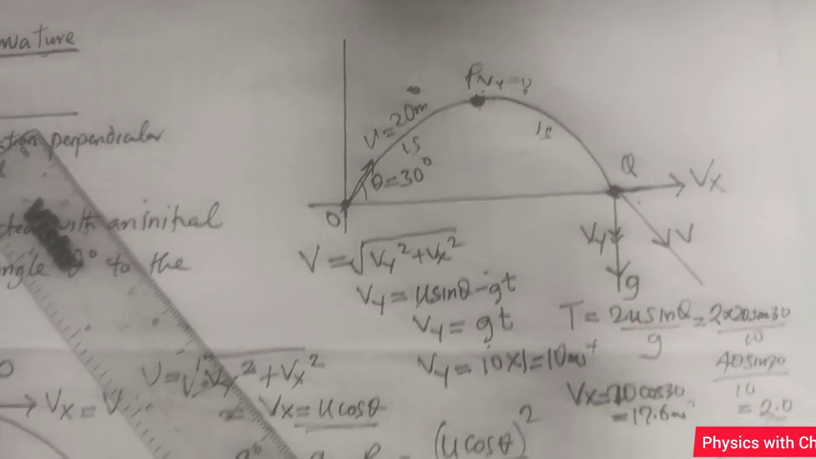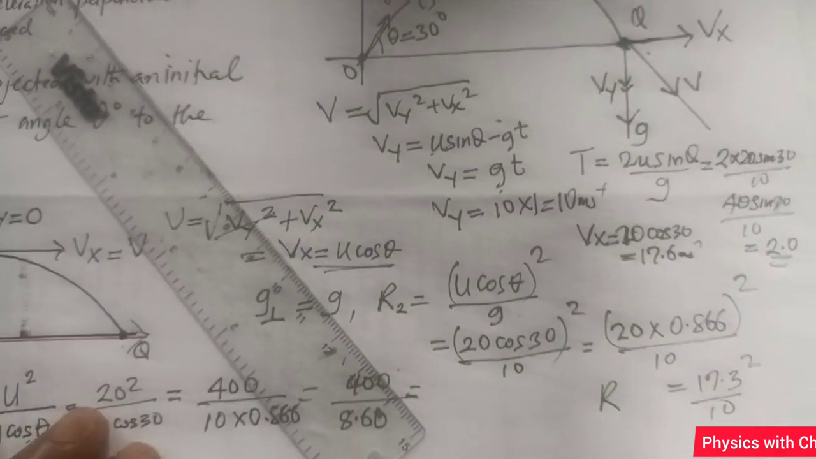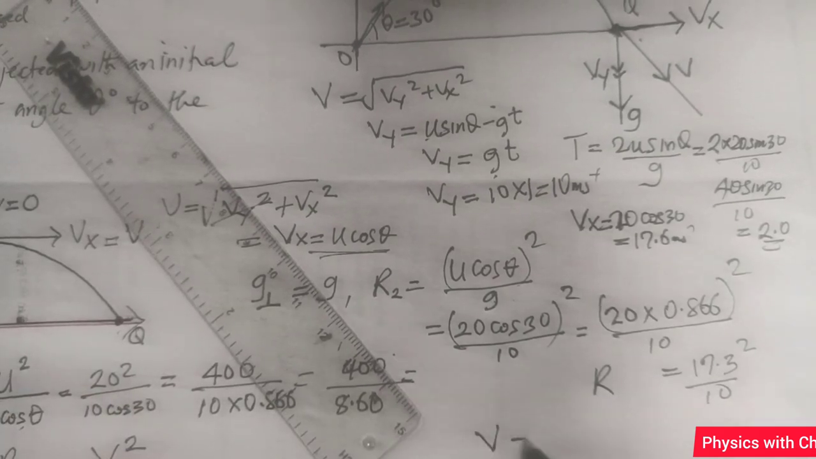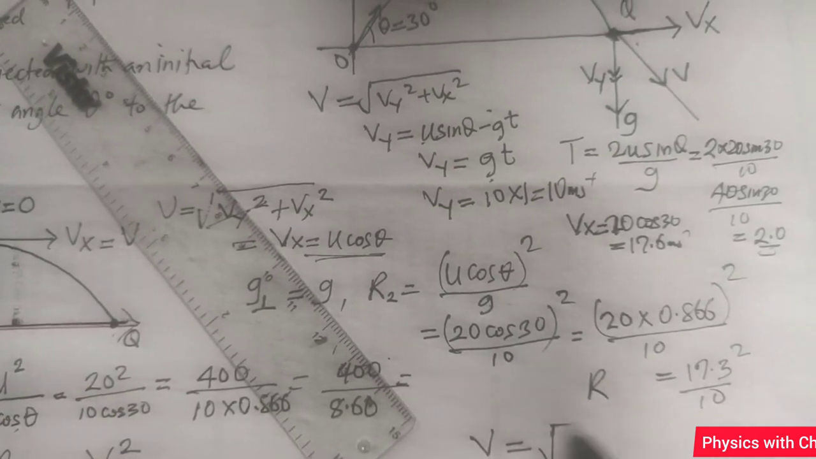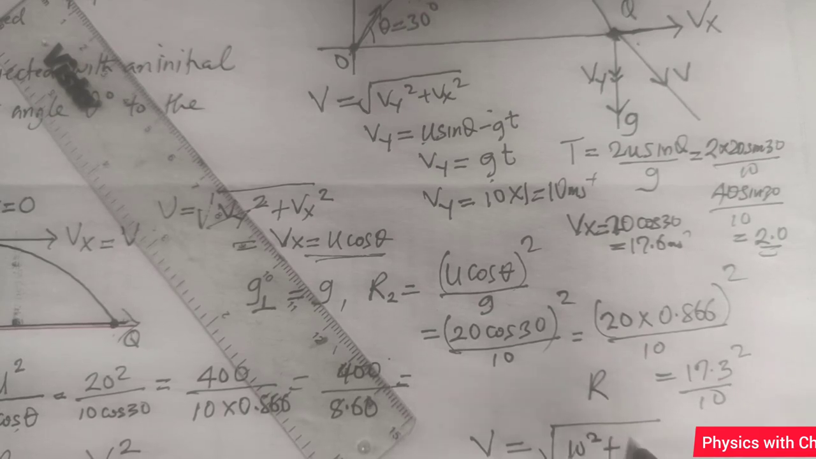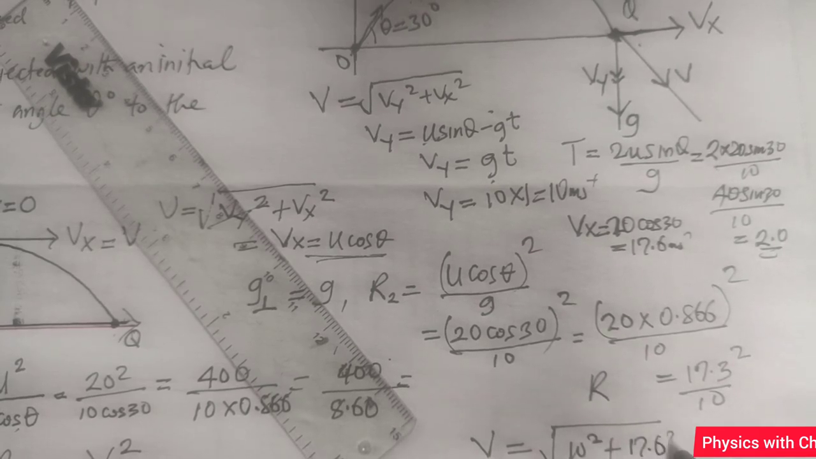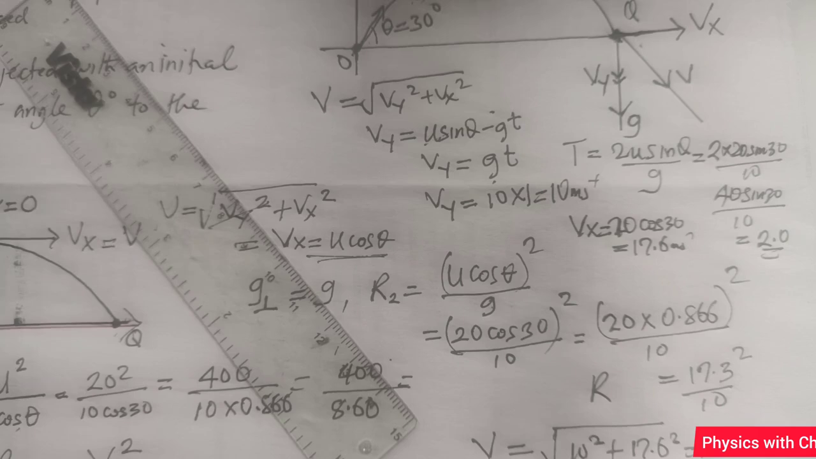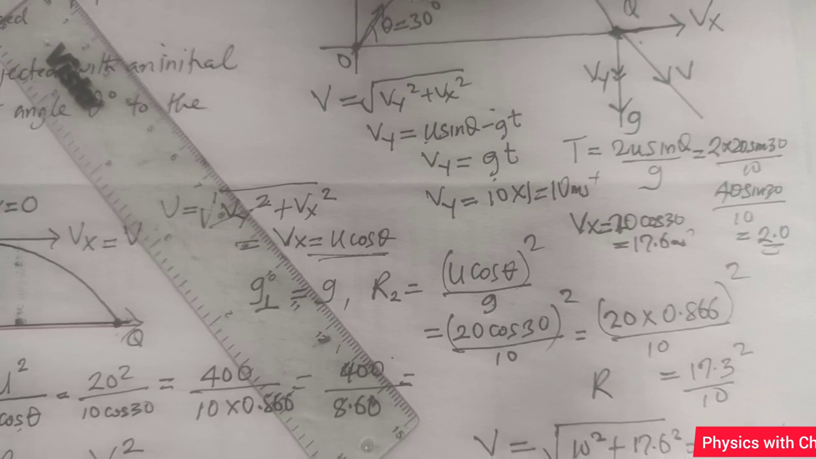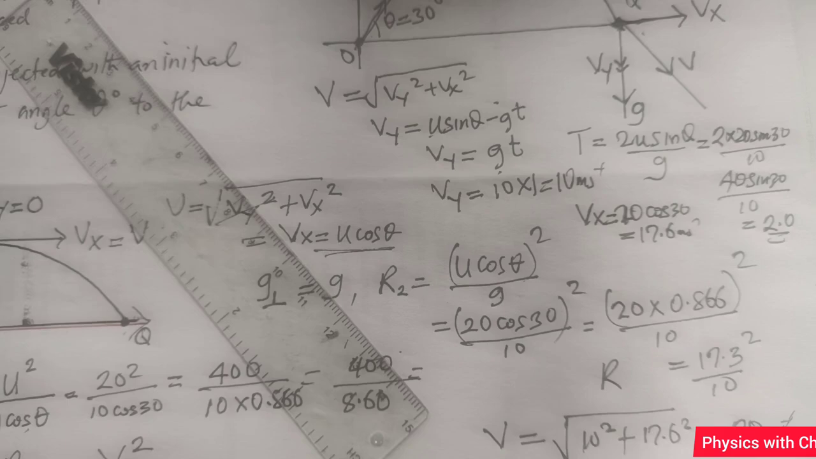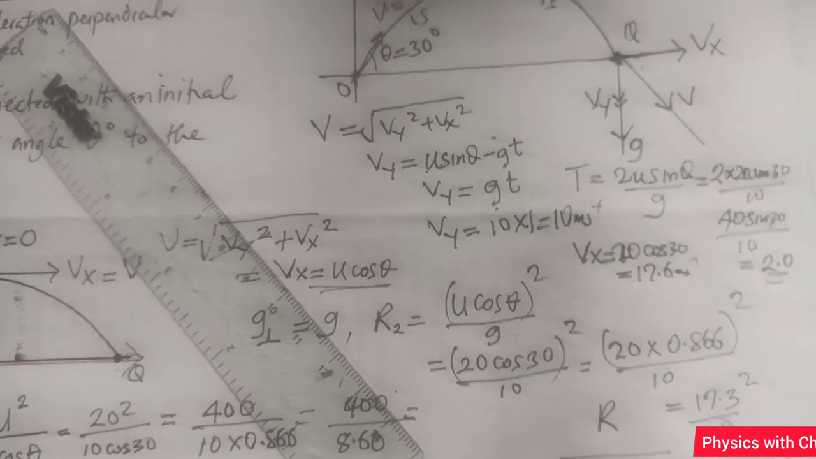All right, so if I now want to compute my V, that is the resultant velocity, this one now, that gives me Vy squared, which is 10 squared, plus 17.6 squared. This will also give me 20 meters per second at the landing point. Now I'm going to use that to find the radius of curvature.